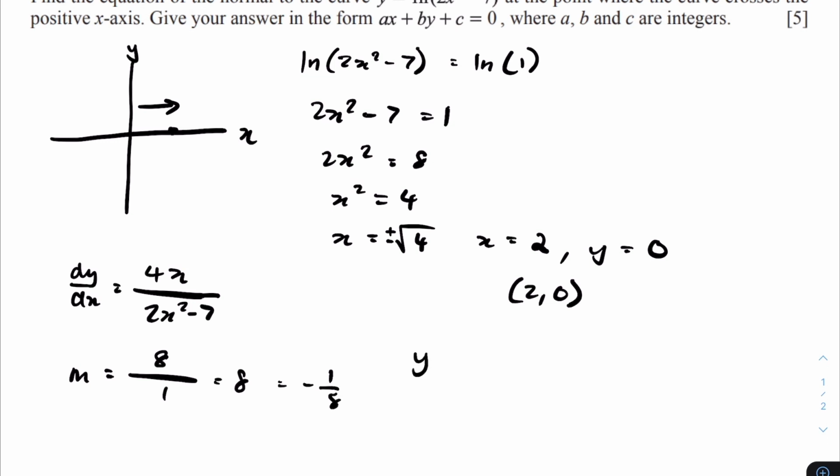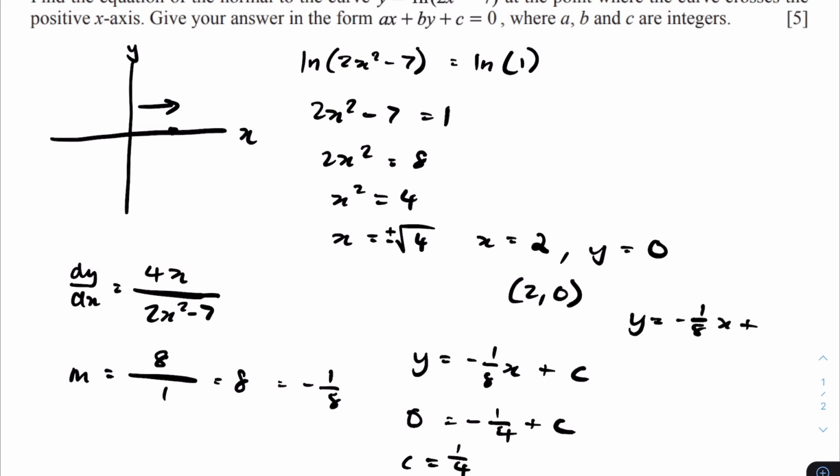Now we just use the standard equation, y equals −1/8 x plus c, and we substitute y and x in there. So y is equal to 0, and −1/8 times 2 is equal to −1/4, plus c. So c is equal to positive 1/4. So our equation here is y equals −1/8 x plus 1/4.